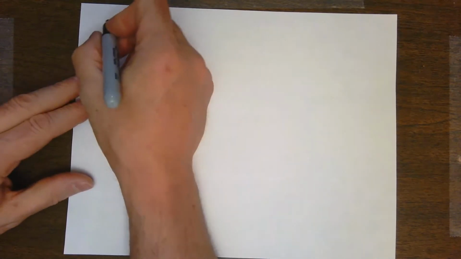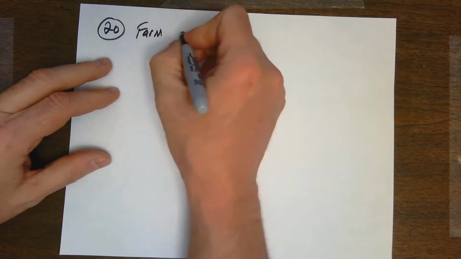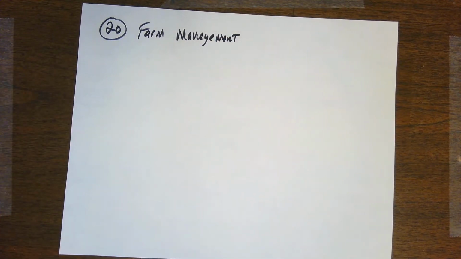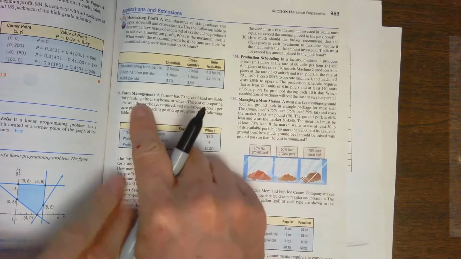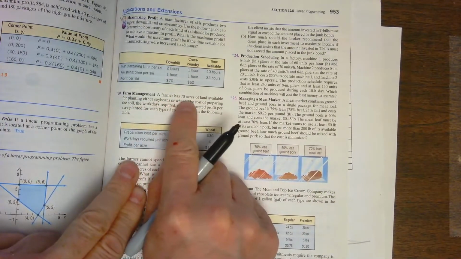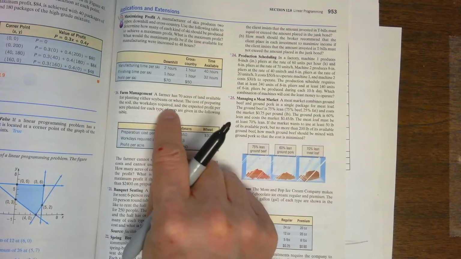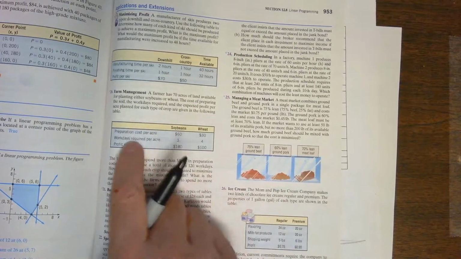I'm going to do problem number 20 from your textbook, which talks about farm management. Now, if you have your textbook, go ahead and look at it. I'll pull the textbook out here so we can look at it and read together from this problem, and then I'll move the textbook away and copy it all down. It says farm management. A farmer has 70 acres of land available for planting, either soybeans or wheat. The cost of preparing the soil, the work days required, and the expected profit per acre planted for each type of crop are given in the following table.